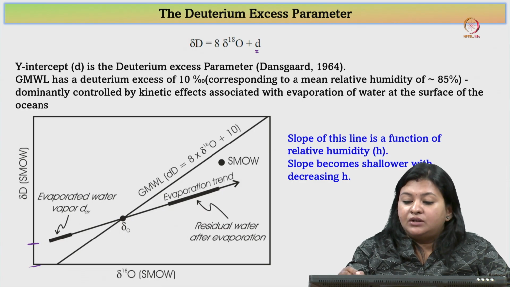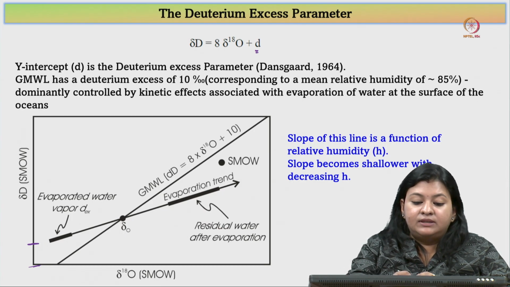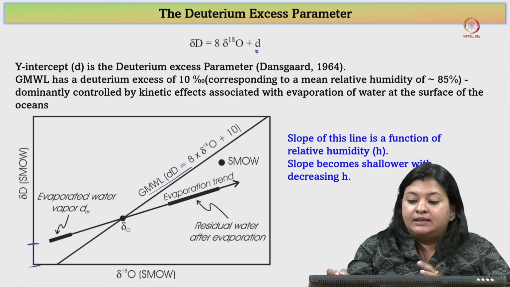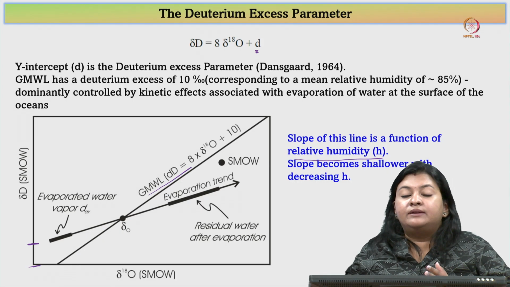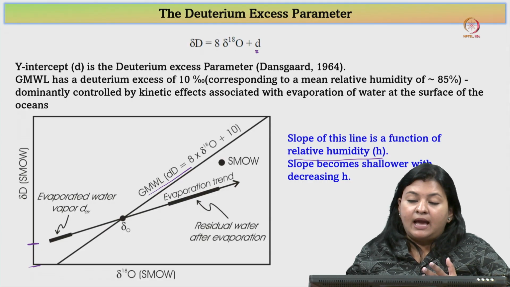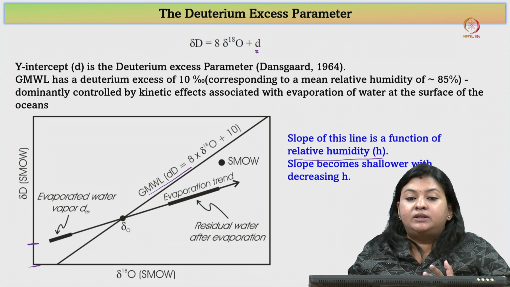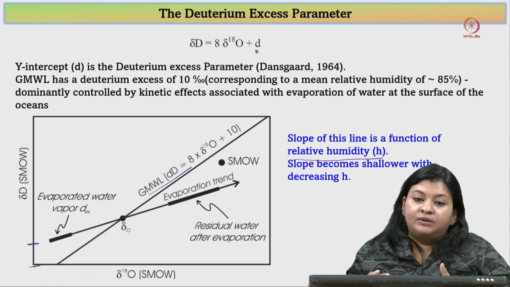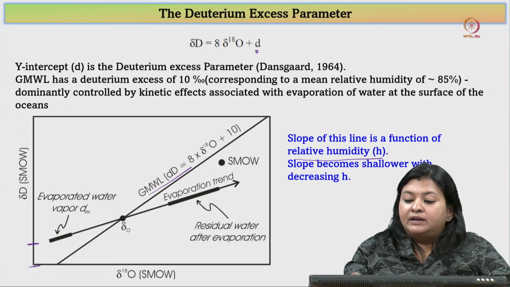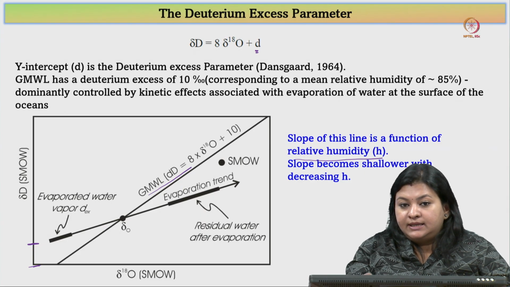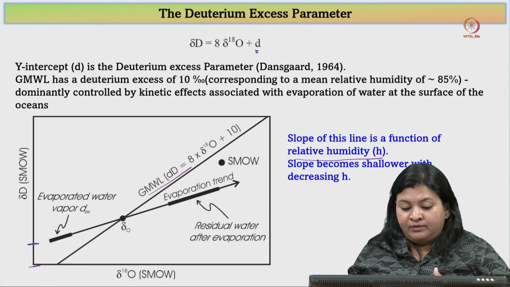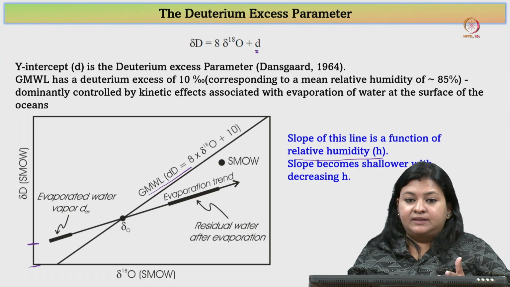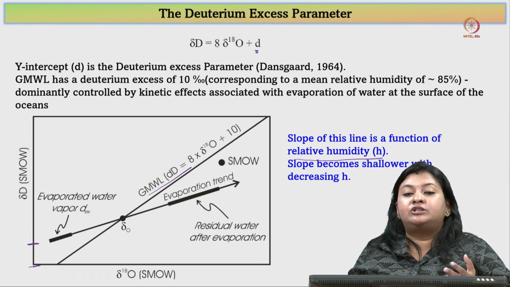So, the slope of this line, the slope of this global meteoric water line, that is 8, is a function of the relative humidity. Whether the slope is higher or lower, that shows us what kind of humidity it will have, more humid or less humid. The slope becomes shallower with decreasing humidity. If the humidity is getting more and more towards arid, that is basically showing us that there will be an evaporation trend.